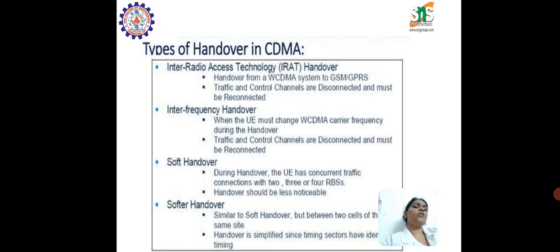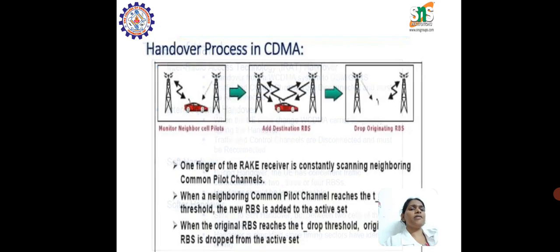Next is soft handover. During this handover, the user equipment has concurrent traffic, which means a connection with 2, 3 or 4 RBS. Next is softer handover. Softer handover is between two cells of the same site. This handover is very simplified with timing and sector, and it can easily identify the timings.